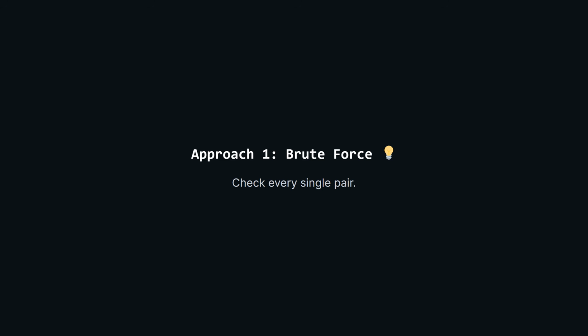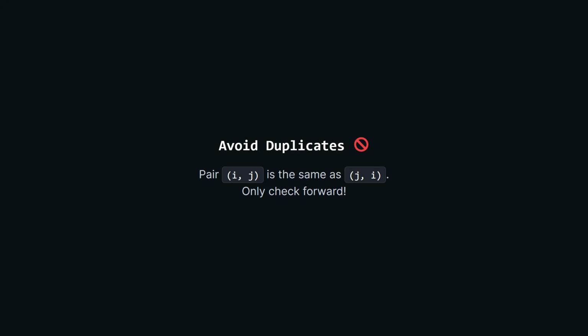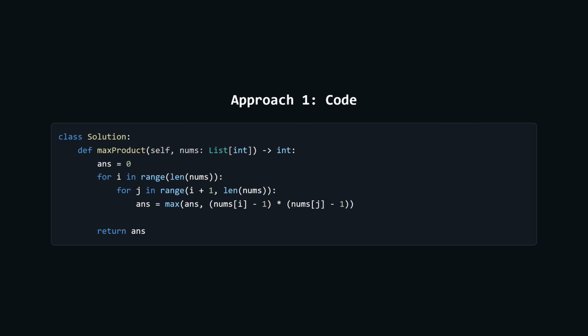Simple enough, right? The first idea that usually comes to mind is a brute force approach. We can just test every single combination of two numbers in the list. To make it a little bit faster, we don't need to check duplicates. If we check the first and second item, we don't need to later check the second and first item. We just scan forward. Here is the code for the brute force method.